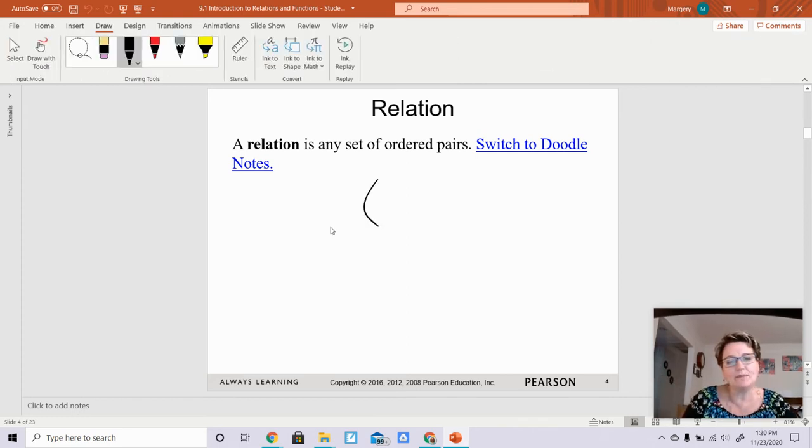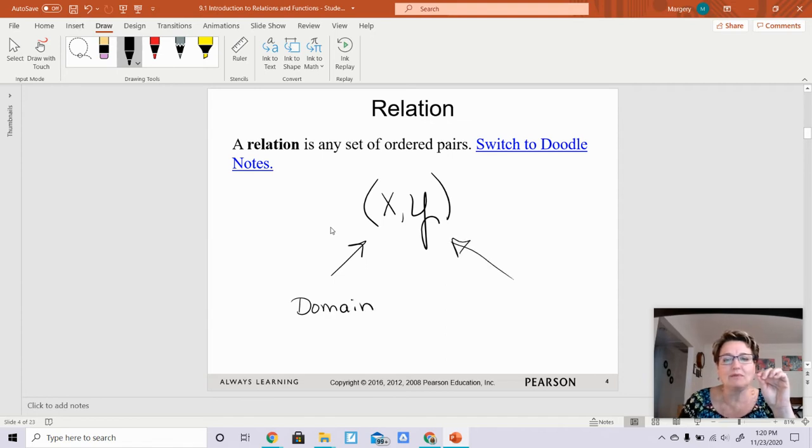If you have an ordered pair, it looks like this. You have an X value and you have a Y value. When you have an ordered pair, the X value represents the domain. The Y value represents the range. So sometimes you're given tables, sometimes graphs, sometimes equations, and you're going to have to figure out what the domain and the range are. So that is just a little bit of something that might help you.